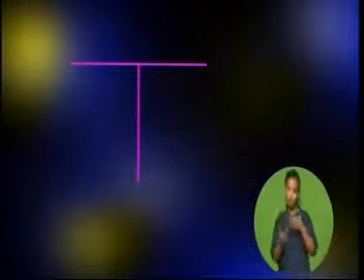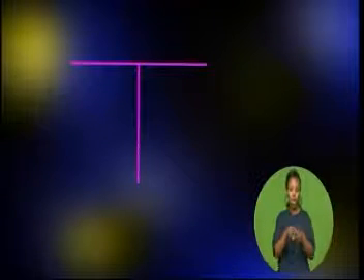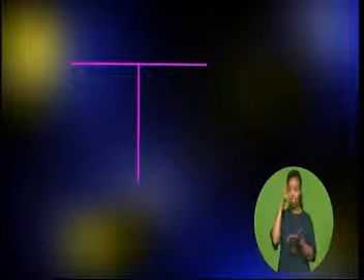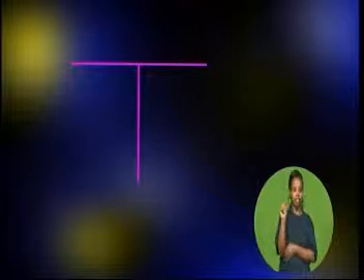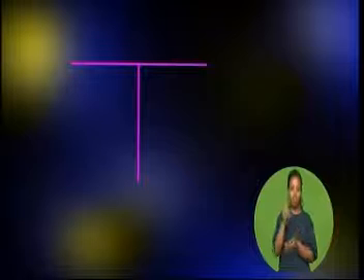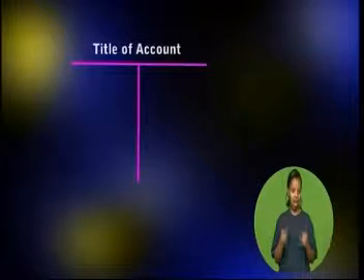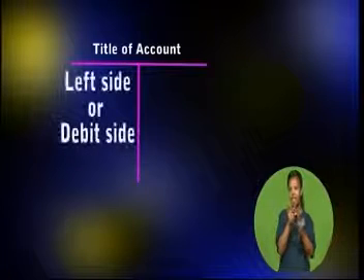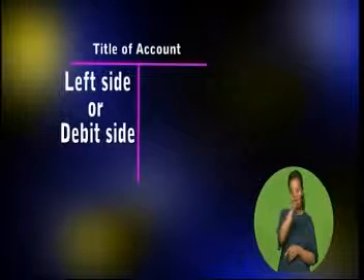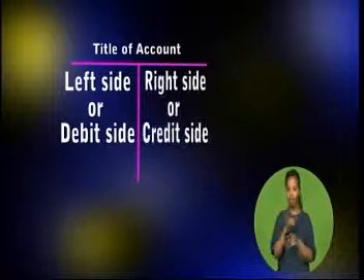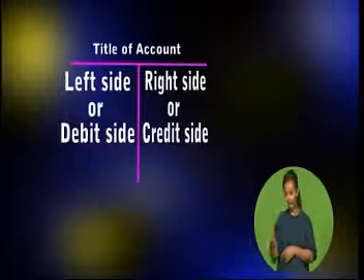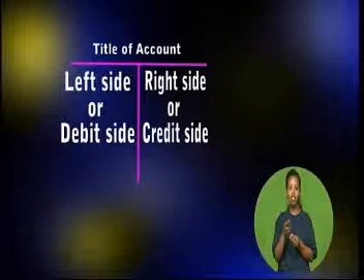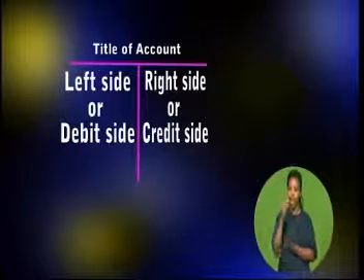Students, let's discuss the standard forms of an account. The simplest form of the account is known as the T account because it resembles the letter T. The account has three parts: the name of the account and the account number, the debit side or left side, and the credit side or right side. The increases are entered on one side and the decreases on the other.